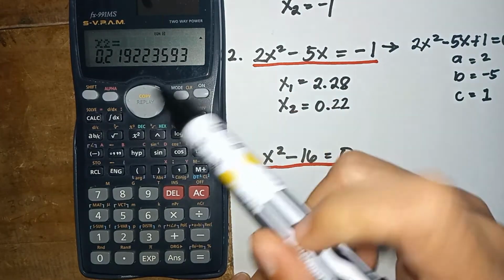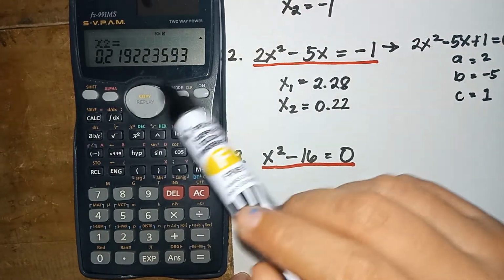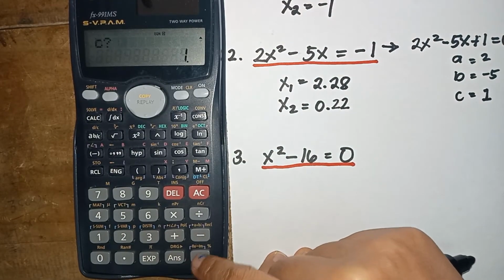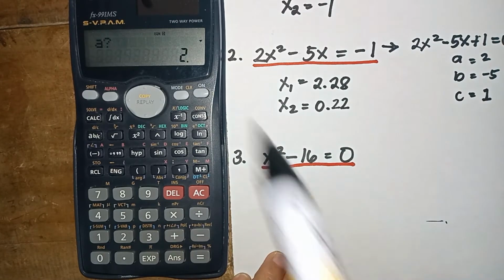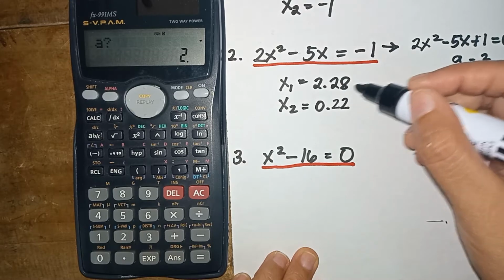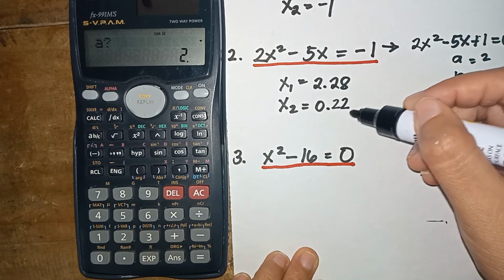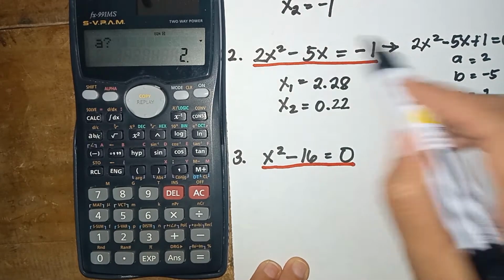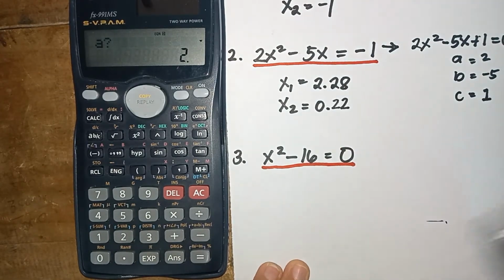So, obviously, our roots are not whole numbers. And as we click equals, we don't see R and I in the upper right. That means our roots, 2.28 and 0.22, are real roots or real numbers of this given quadratic equation.